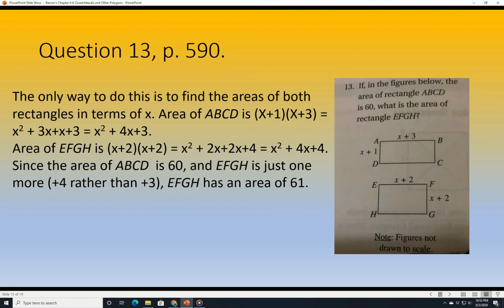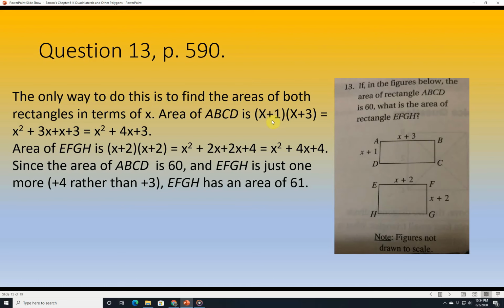Question 13, page 590. The only way to do this one is to find the area of both rectangles in terms of x. Let me read the problem to you. If in the figures below, the area of rectangle ABCD, so it's this one here, is 60, what is the area of EFGH? That's really super easy. Well, it's not really, actually. It's really hard until you figure out what the trick is. But anyway. Okay, to find the area, we'll just do it in terms of x.